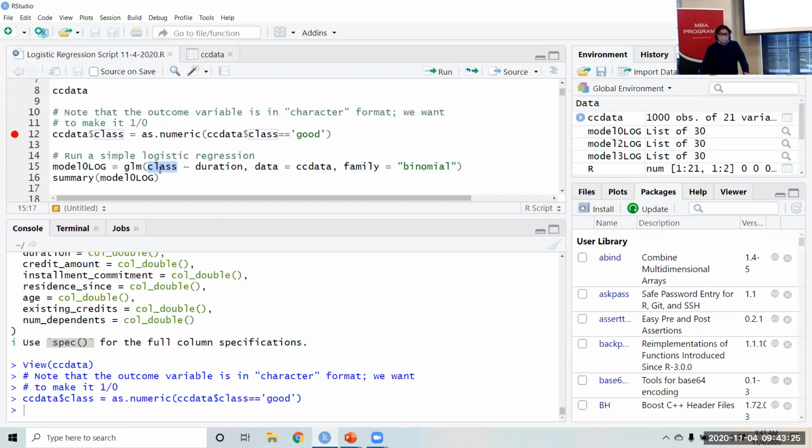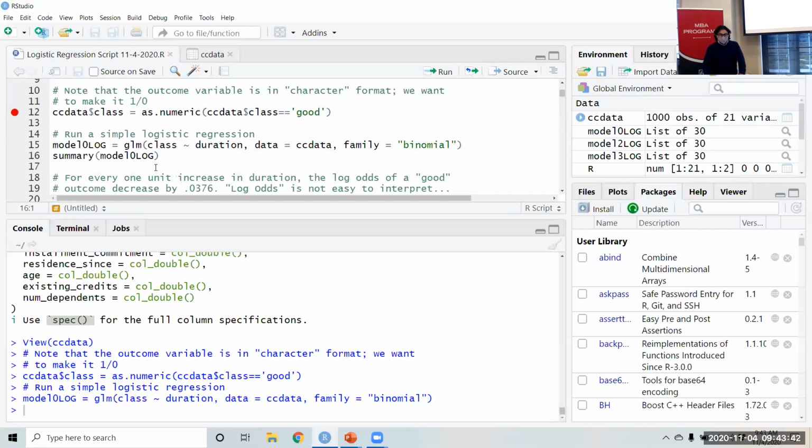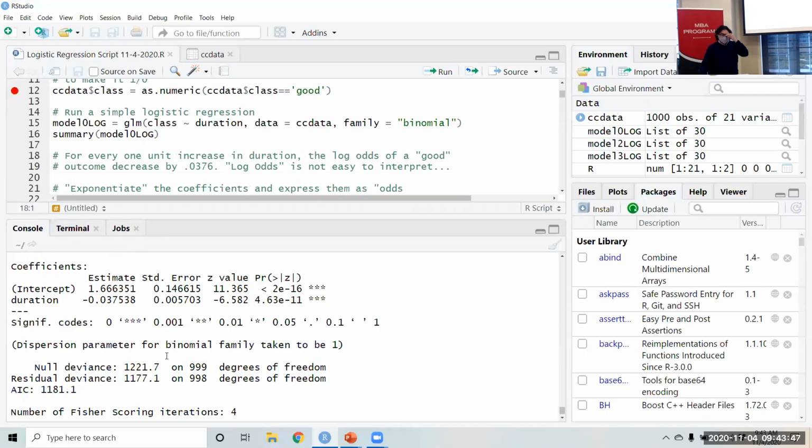We have our dependent variable, which is class, and then our independent variable. If we had additional independent variables, we would just put a plus and then the continuation of independent variables. And then our data is going to equal CC data, which is the name of our data set. So in this case, we run that line. We have model 0 log. If we look at the summary, we see that there are some things that we recognize. So we see, okay, duration is what we were looking for. The duration of the loan, does that help us predict whether or not the loan gets repaid or not?